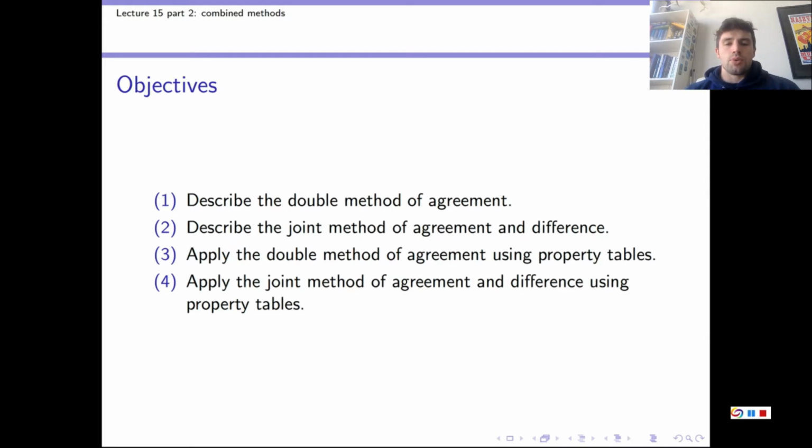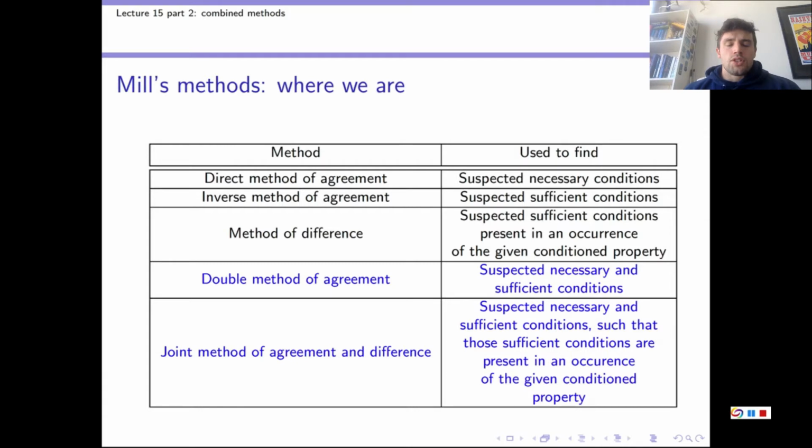So here's where we're up to with things. The 2 combined methods we'll look at in this video are called, respectively, the double method of agreement and the joint method of agreement and difference.